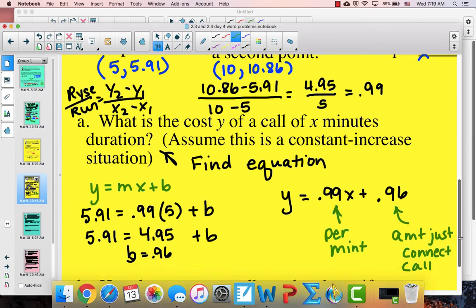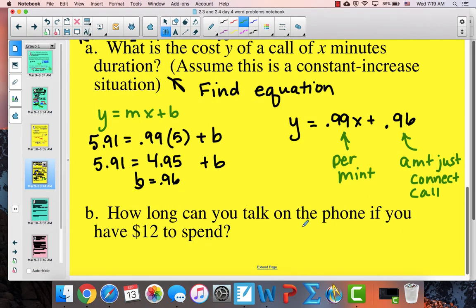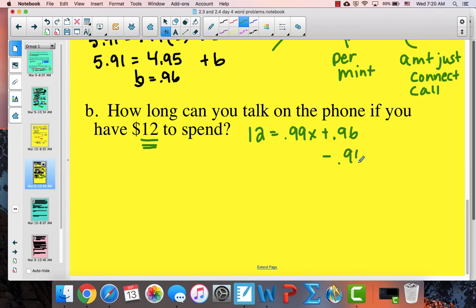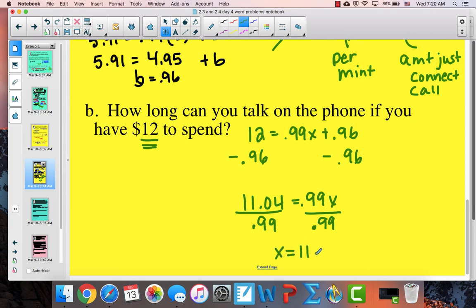Okay, so the question asks you, how long can you spend on the phone if you have $12 to spend? So that's saying I have $12, so I have a y of $12. So 12 gets plugged in for y, and then I solve for x. All right, so I'm going to subtract 0.96. That's going to give me $11.04 equals 0.99x. I'm going to divide both sides by 0.99. Again, you can use your calculators here. And that's going to give me x equals 11.2.